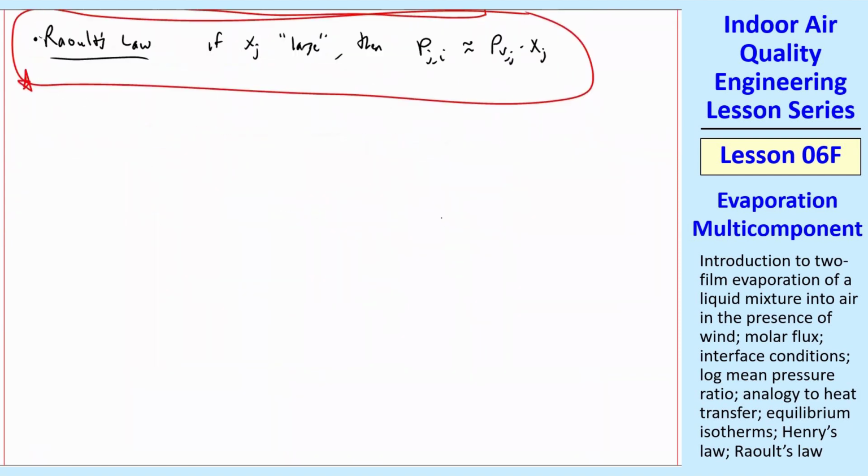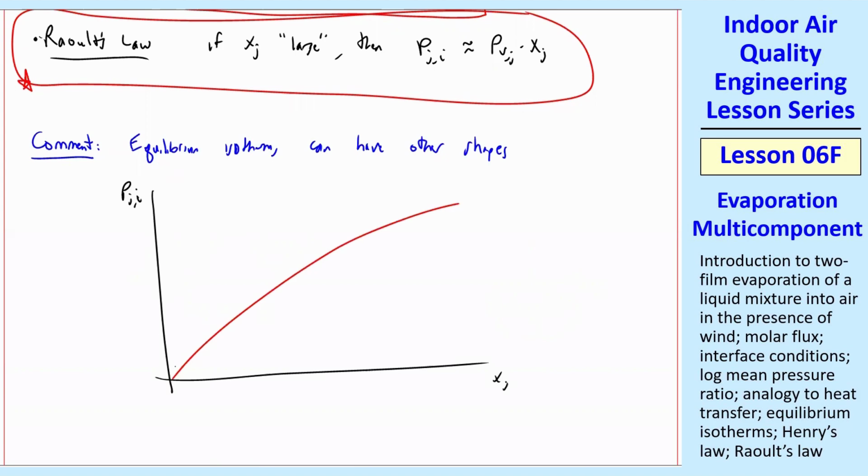Another comment, these so-called equilibrium isotherms can have other shapes. I had drawn this. You can also have something that looks like this. This would be the typical case, and you can see that H prime is greater than P_VJ because this slope is bigger than this slope. But for this other case, you have the opposite. This slope is smaller than this slope, so H prime is smaller than P_VJ. So that's just a different kind of fluid.